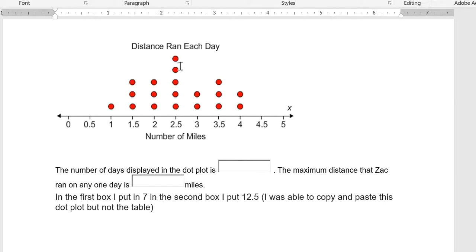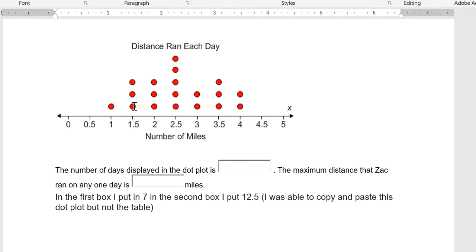So distance ran each day, and then each day there's a dot. So if you ran 1 mile the first day, you would put a dot right here. And if you ran 1.5 miles the next day, you would put a dot right here. And if you ran 2 miles the next day, you would put a dot right here. And if on the fourth day you ran 2 miles again, then you would add another dot at 2 miles. And maybe the fifth day you ran 1.5. So these are not necessarily in order, but each of these red dots signifies one day. So we just count those up.